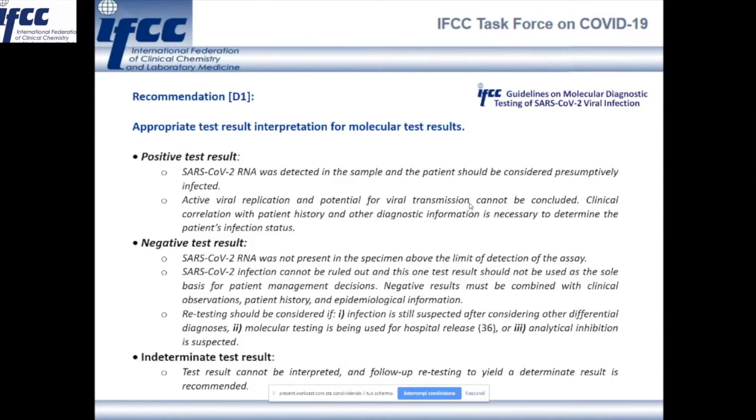A negative test result applies when viral RNA has not been found in clinical samples, or viral infection cannot be excluded, so that this test result shall not be used as the unique basis for taking decisions. A negative test result must always be combined with clinical observation, patient history, and epidemiological information. Finally, retesting shall always be considered when infection is still suspected after considering other differential diagnoses, molecular testing is used for hospital discharge, or some types of analytical inhibition are suspected.